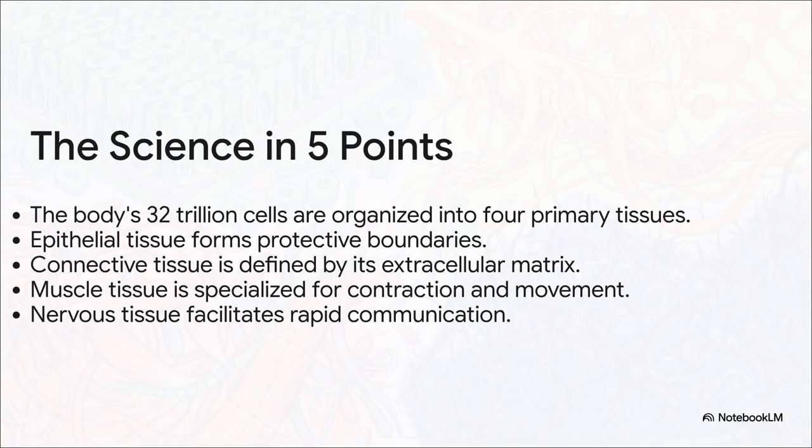Okay, so to wrap up everything we've talked about in our deep dive, here are the 5 main takeaways. First, the body's mind-boggling complexity, all those trillions of cells, is elegantly organized into just 4 primary tissues. Second, epithelial tissue is all about creating boundaries and linings. Third, connective tissue is the diverse and supportive matrix holding everything together. Fourth, muscle tissue is our engine, built for contraction and movement. And fifth, nervous tissue is the body's high-speed communication network.